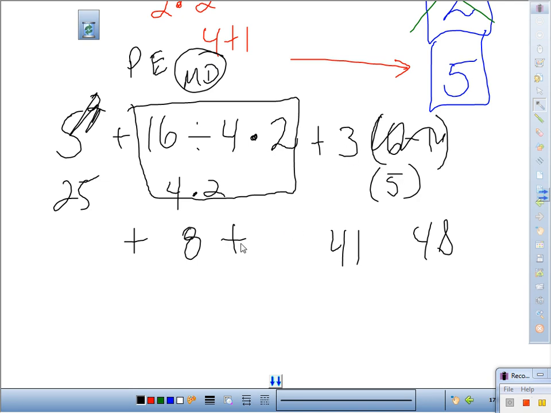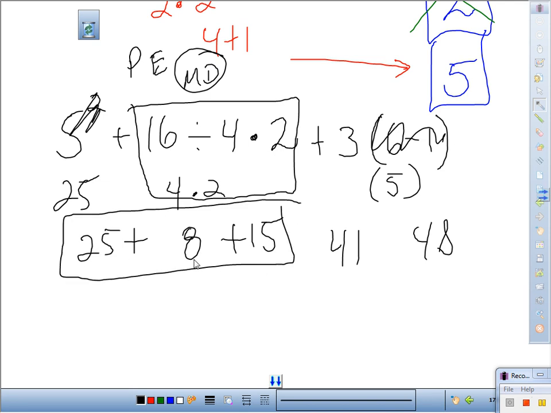And then multiplication, 3 times 5 is 15. Bring down the 25. So let's see. 25 plus 15, that's 40, plus 8, that's 48. Hands, if you got that? That is correct. Yes? What's that? Yeah, it'll give you the same thing. Yeah. All right. So I just wanted to touch bases with order of operations before I moved on.